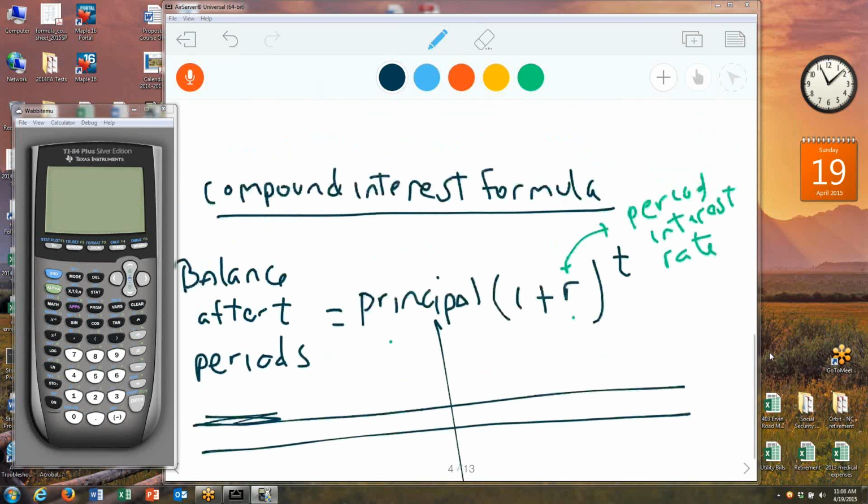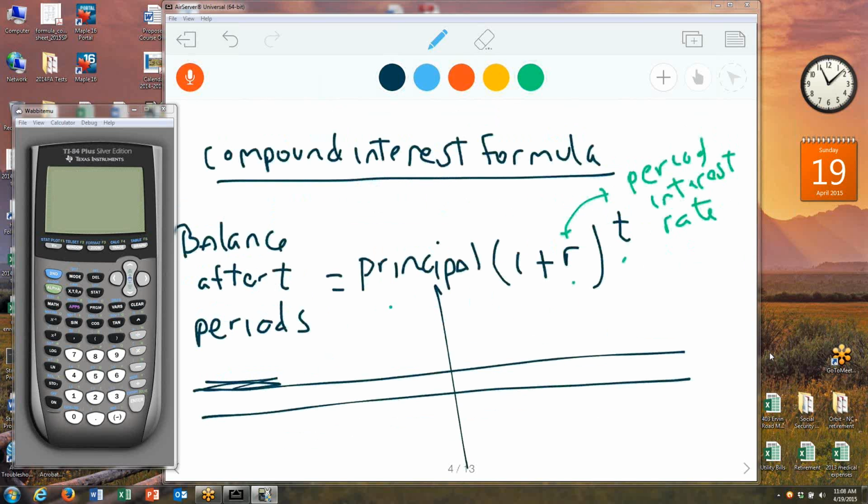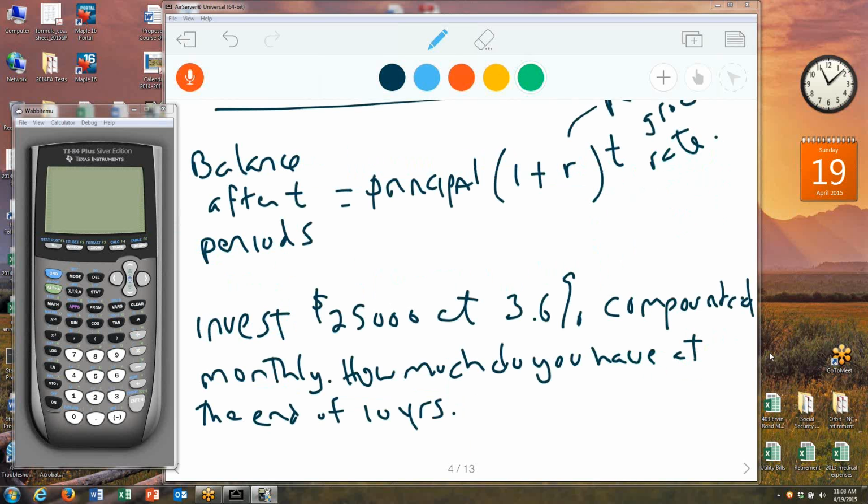And let me just make sure I add something here. I almost forgot. The t is the number of periods. Okay, so it's not necessarily the number of years, it's the number of periods. For example, if I compound something quarterly, so 4 times a year for 5 years, my t would be 20. That's how many periods you actually get interest on your money. Okay. Let's look at a question for this.